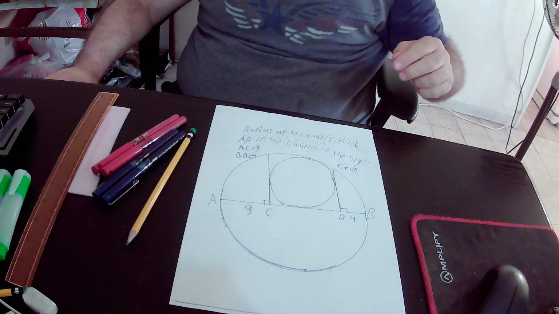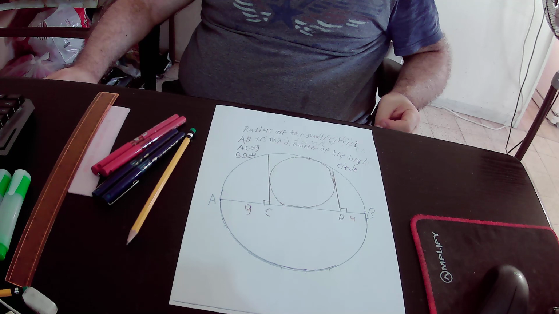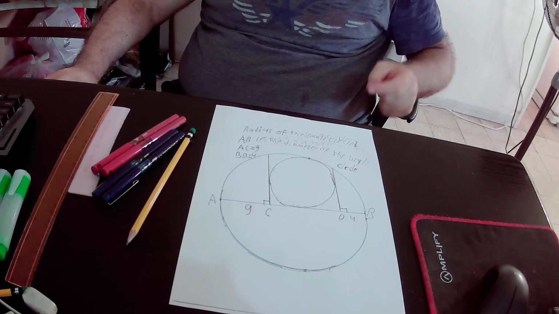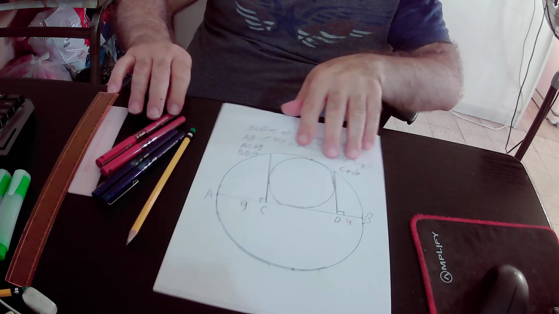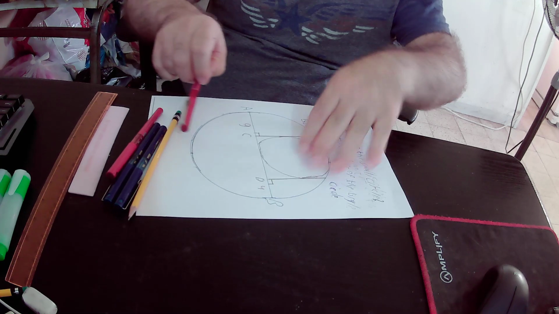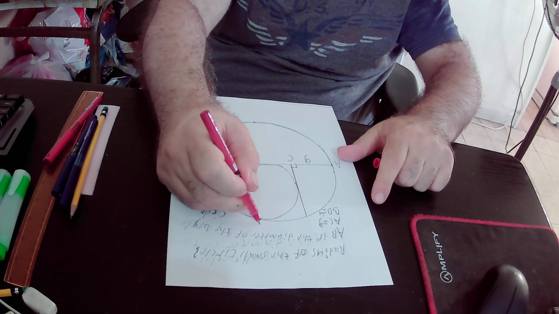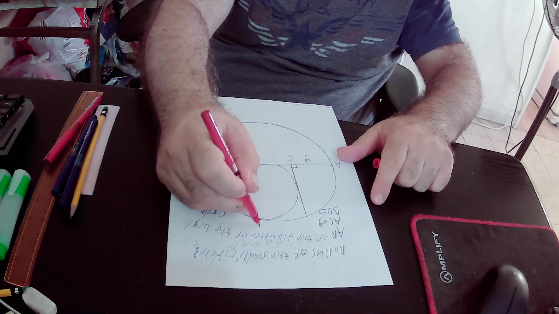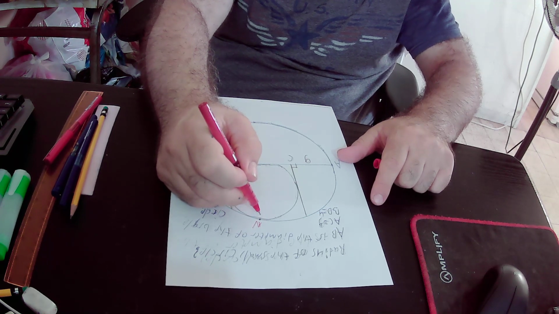Hello, in this lecture we will find the radius of the small circle. In the picture we have two circles with internal tangency between them at this point. Let's call this point N. Point N is the point of contact between those two circles. They touch each other at point N.